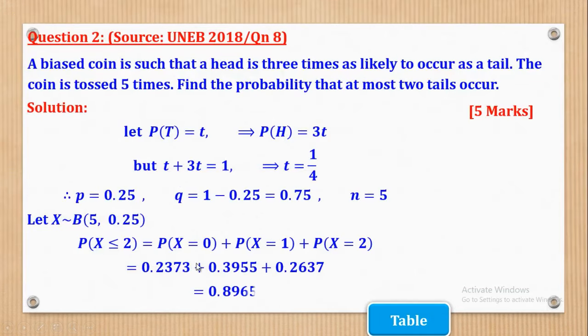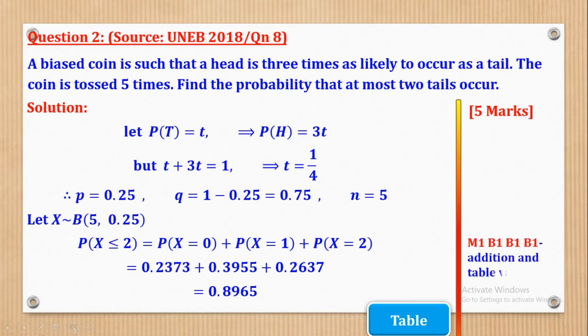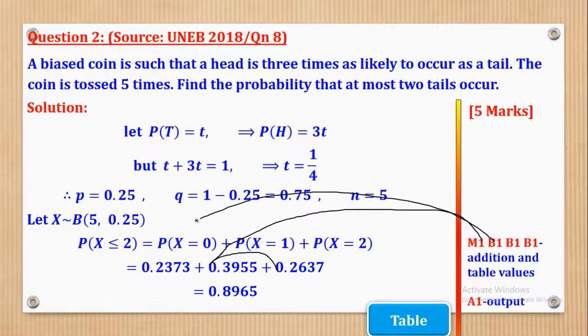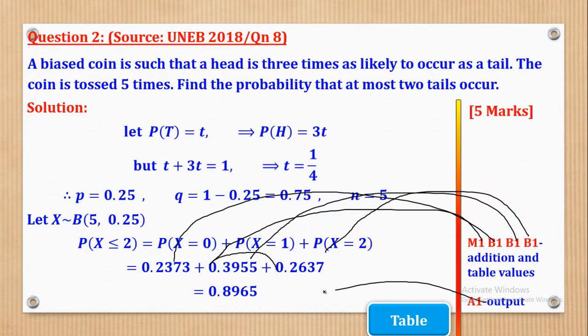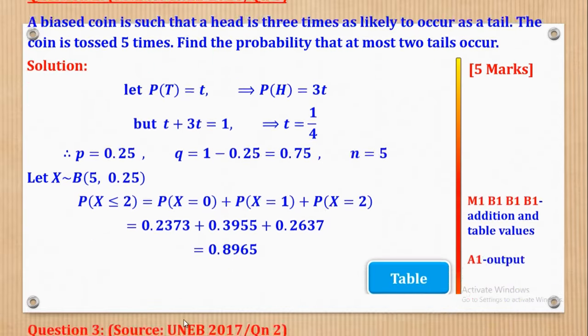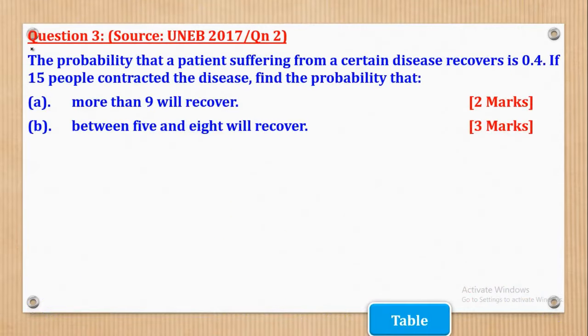So I'll come here and add all those ones and come up with 0.868965, and basically that's what they wanted. So M1 is for adding up all these probabilities, B1 is for reading the first probability, B1 for reading the second probability, B1 for reading the third probability, and A1 is for the output. That was question 2. Now we shall go to question 3, which came from UNEB 2017, paper 2, question 2.